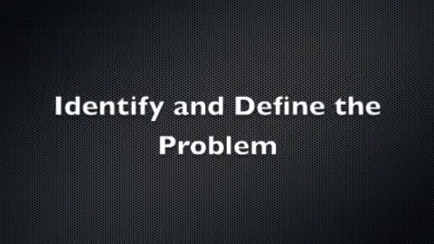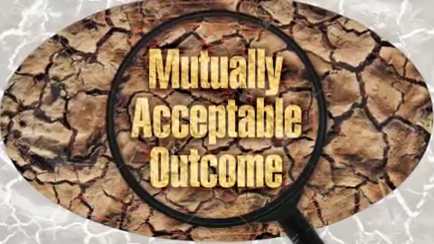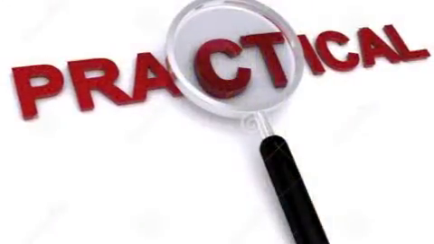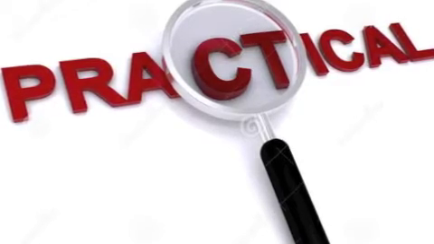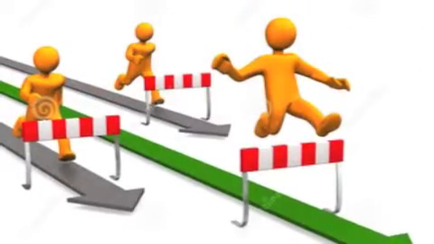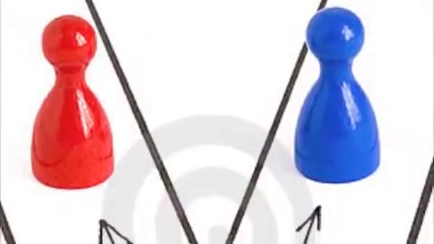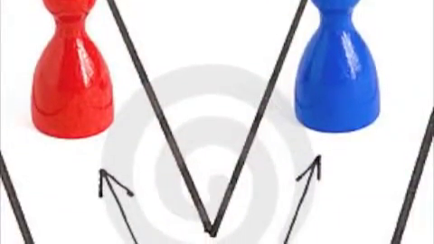What is one way to identify and define the problem? Define the problem in a way that is mutually acceptable to both sides. State the problem with clarity, practicality, and comprehensiveness. State the problem as a goal and identify the obstacles in attaining this goal. Depersonalize the problem. Separate the problem definition from the search for solutions.